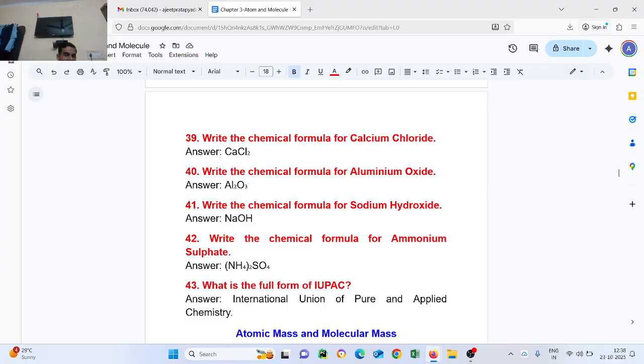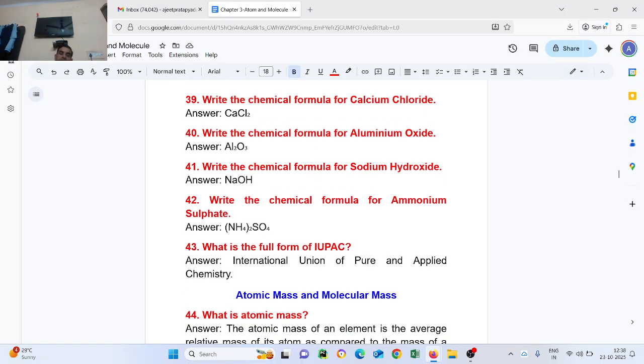Question number 43. What is the full form of IUPAC? International Union of Pure and Applied Chemistry.